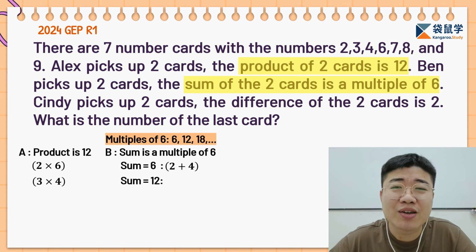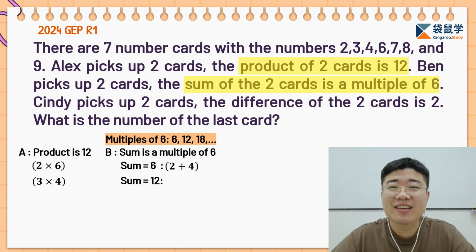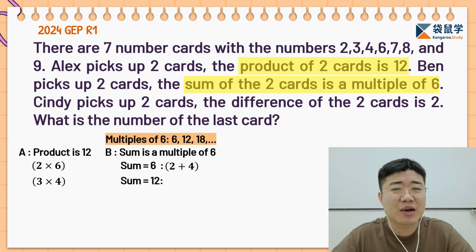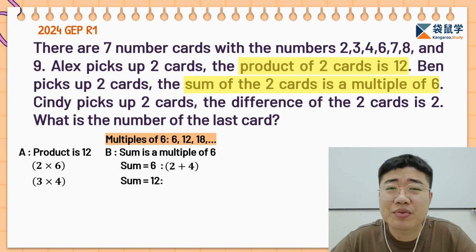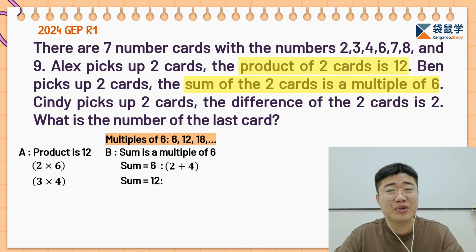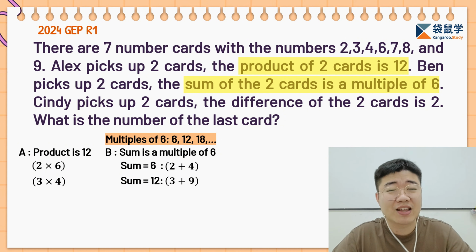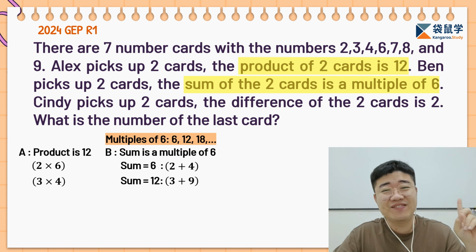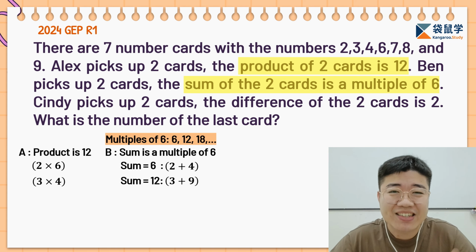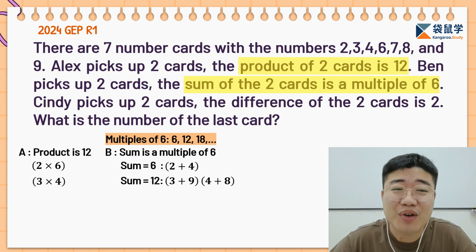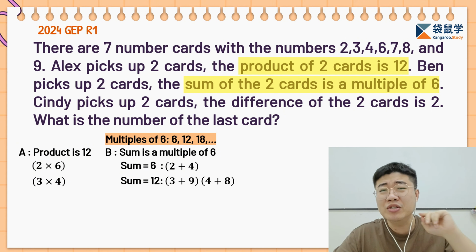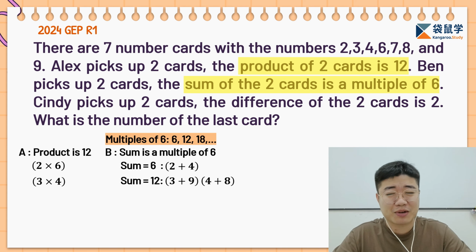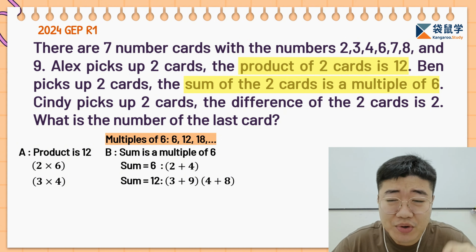Now, if the sum equals 12, what are the possible numbers? If we choose 2, we must also choose 10. But 10 is not given, so this one cannot. If we choose 3, we can also choose 9. 3 plus 9 equal to 12. So that's one of the options. Now, if we choose 4, what's the other number? Very good, everyone. The other number is 8. 4 plus 8 equal to 12. Now, can we choose 6 plus 6? We all know that we cannot choose 6 plus 6, just like we cannot choose 3 plus 3.